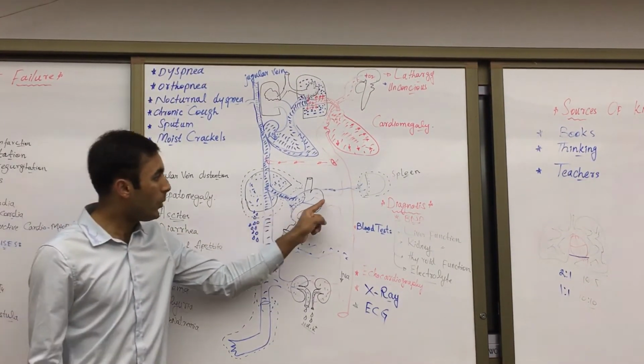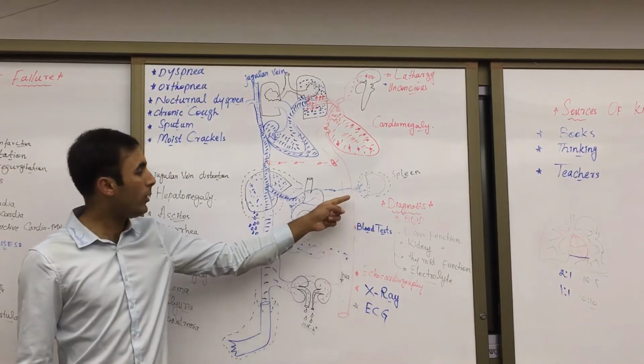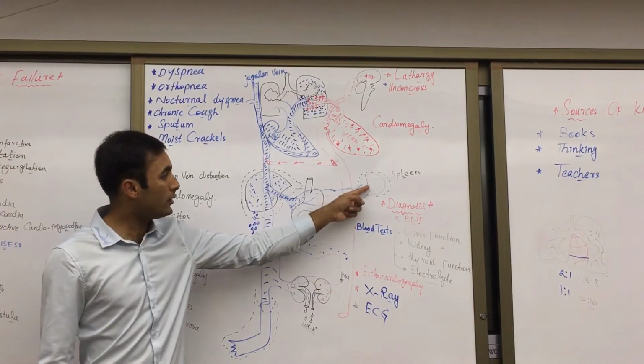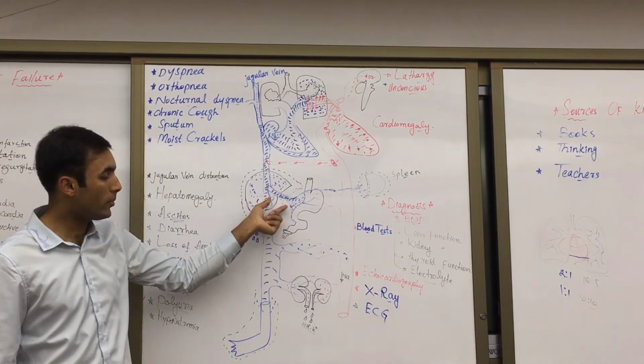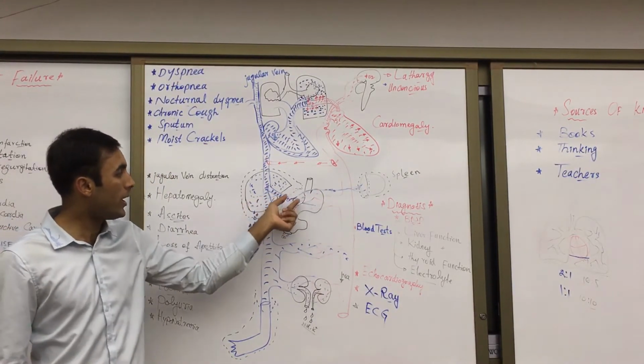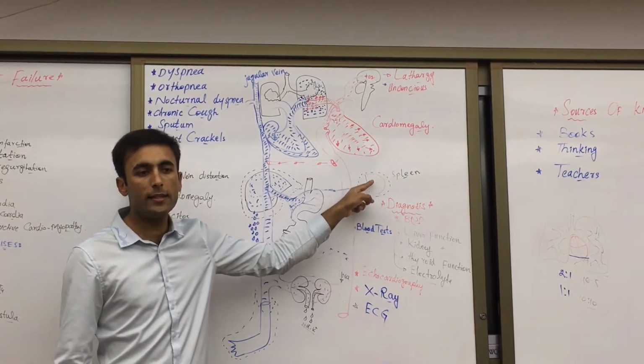On top of this, the veins, please look at it. The portal vein is also draining the blood from the spleen. So due to this portal vein hypertension, the spleen will also become big and enlarged.